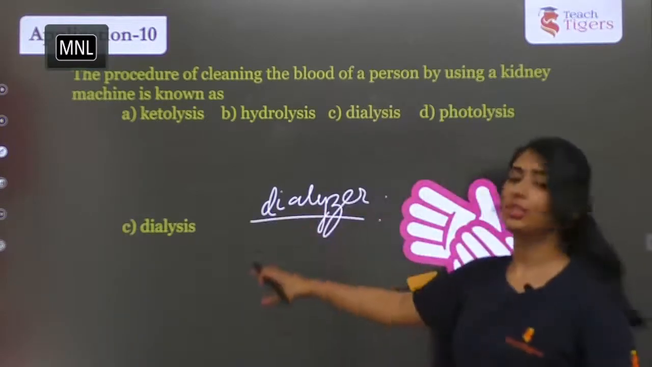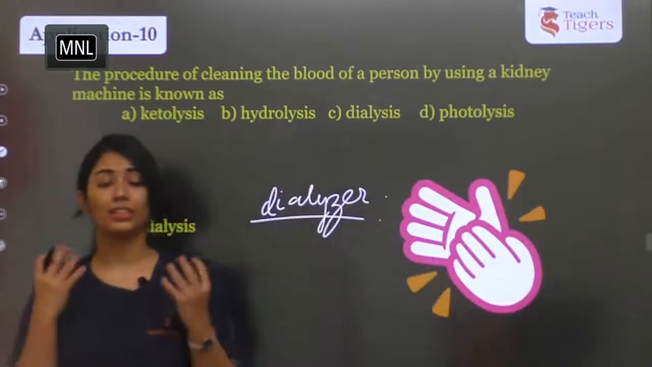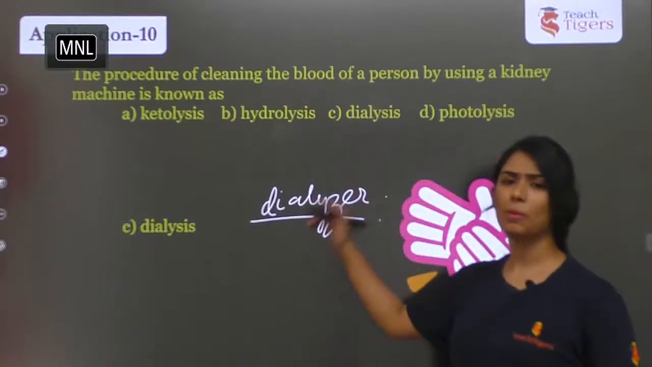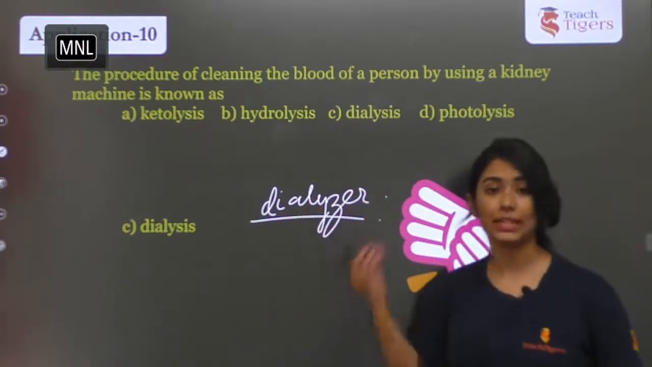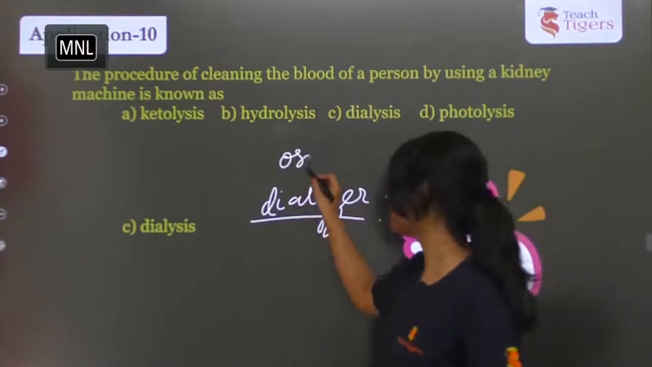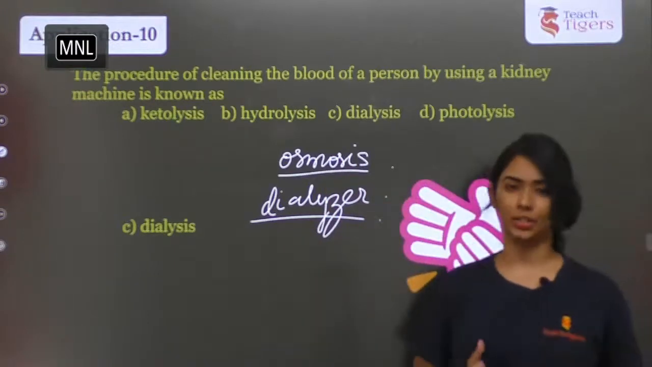Right, so this dialyzer just mimics the nephron of a kidney, right? Nephrons are the filtration units of kidneys. So this dialyzer just mimics the nephrons that are present in a kidney, and here the principle behind this is osmosis. Okay, so by osmosis the blood will be filtered.